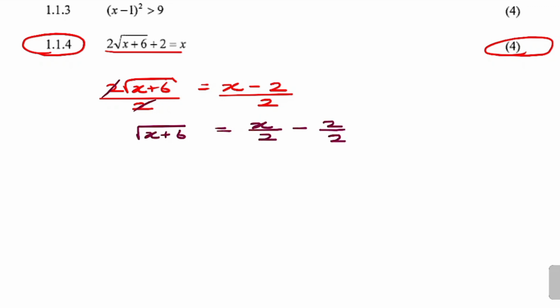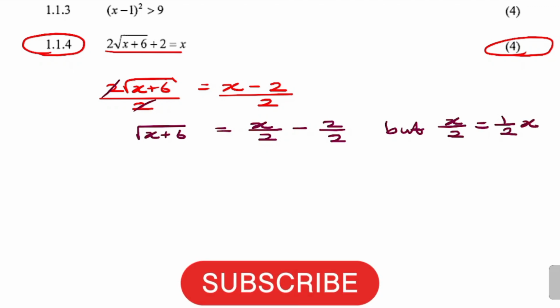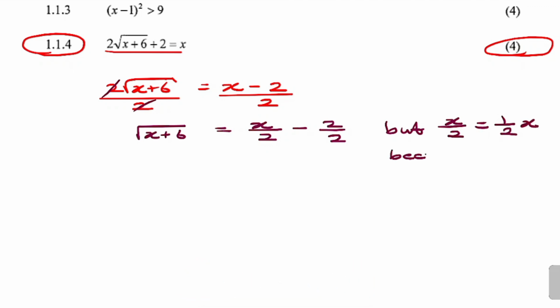But now, okay, let me just say this. But x over 2 is equal to 1 over 2 times x. Yeah, if you didn't know this, you need to know it now. Okay, so this is the reason why.